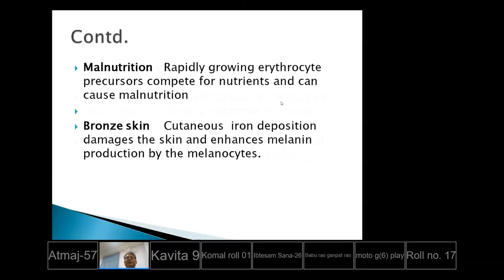Malnutrition. Rapidly growing erythrocyte precursors compete for nutrients and can cause malnutrition. There is increased demand of energy for the RBC, so there is malnutrition. There is bronze skin. Cutaneous iron deposition damages the skin and enhances melanin production by the melanocytes.